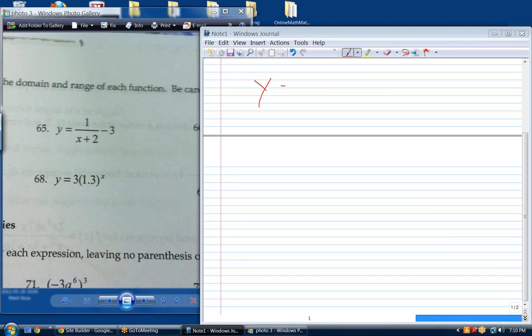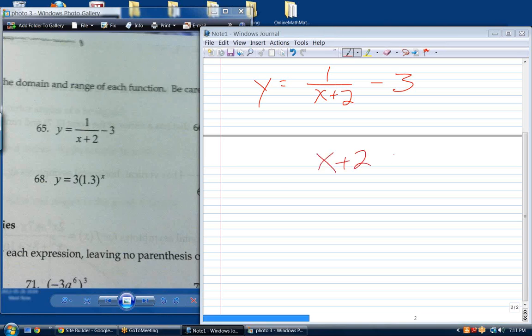We've got y equals 1 over x plus 2, minus 3. What can x be? But more significantly, it's not so much what x can be as much as what x can't be. What can't x be? There's only one number that x cannot be. It can be negative infinity, it can be positive infinity. There's just one number that it cannot be. The denominator can't be 0, which means x plus 2 cannot equal 0, which means x cannot equal minus 2. Okay? And that's the way you solve those.